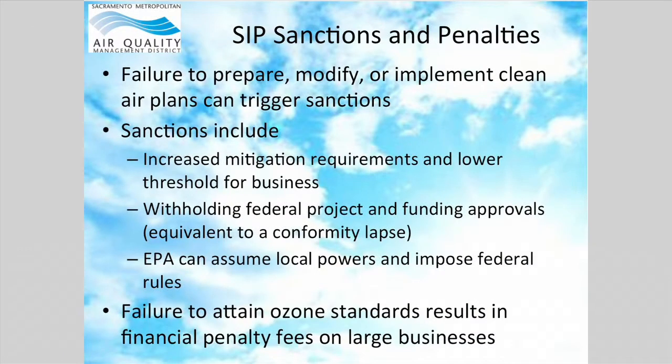Now there's sanctions on the air side for not doing the plan and not meeting your plan. Those could be increased mitigation requirements. We could regulate smaller sized businesses. We can have funding held back. At the worst case, EPA can come in and assume local powers and impose a federal plan, it's called the FIP, Federal Implementation Plan. And there's penalties on large businesses, and I'll talk about that a bit later, I think.